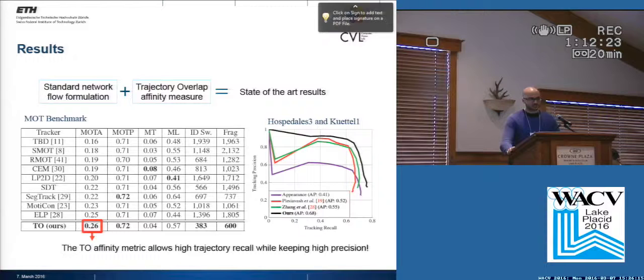We run experiments on the MOT benchmark, and with the standard network flow formulation and this very simple trajectory overlap affinity measure, we obtain state-of-the-art results. Our affinity allows for high recall while keeping a very high precision.